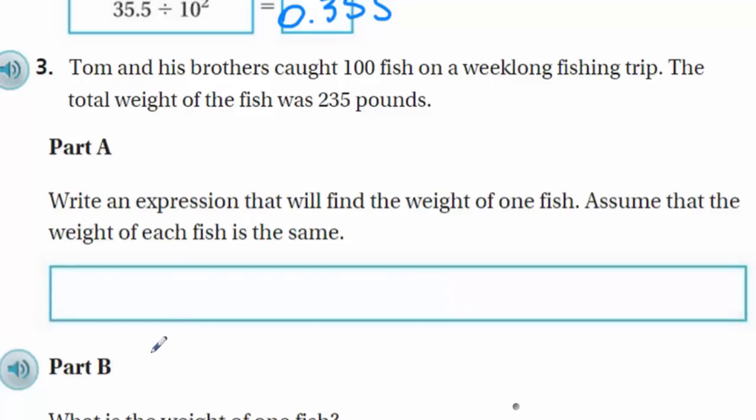Which would probably never happen in a real life problem, right? But for the sake of doing this, I'm just going to take my total pounds and divide that 235 pounds by the 100 fish. And that's it. That's my expression. I can't put my equal sign here. Mr. Worrell will take points off if you do that. We need just an expression. This is an expression. We're not asked to solve anything.